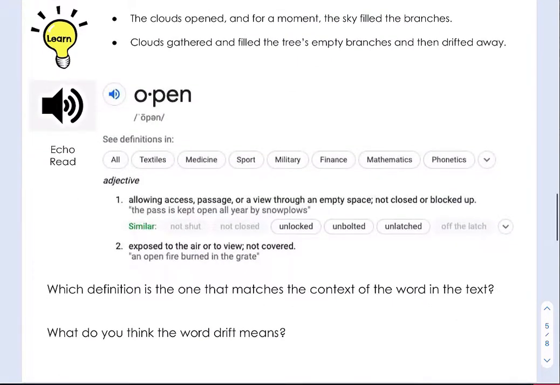In that first sentence, we do have the verb opened or open. Let's echo read the definitions. So I will read the sentence first and then you read it after me. Ready? Allowing access, passage, or a view through an empty space. Not closed or blocked up.